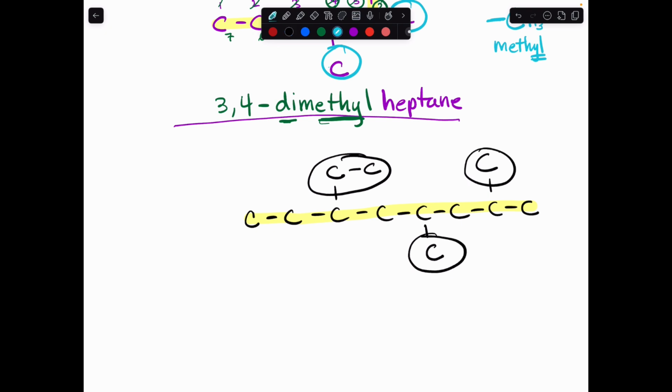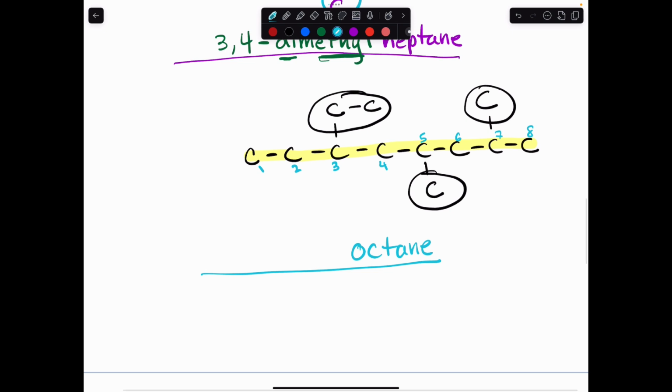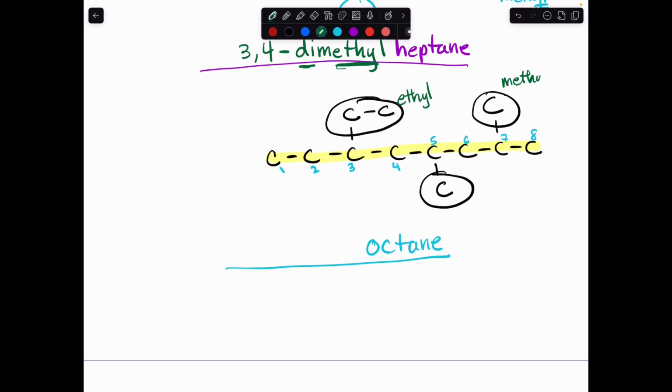And then I'm going to number. And I'll just number here. I won't worry about which direction I'm going yet. 1, 2, 3, 4, 5, 6, 7, 8. So this is an octane. That's the end of it. There's the name of my compound. Octane is the end. I have an ethyl group. This is an ethyl, and it's ethyl because 2 carbons is ethane, so a 2-carbon branch is ethyl. And I have a methyl, and I have a methyl. So I have a dimethyl and an ethyl.